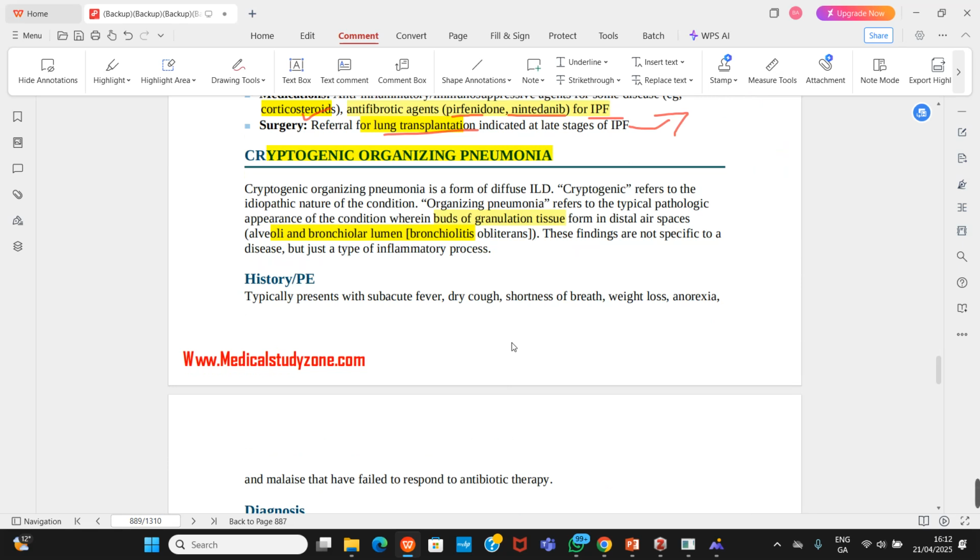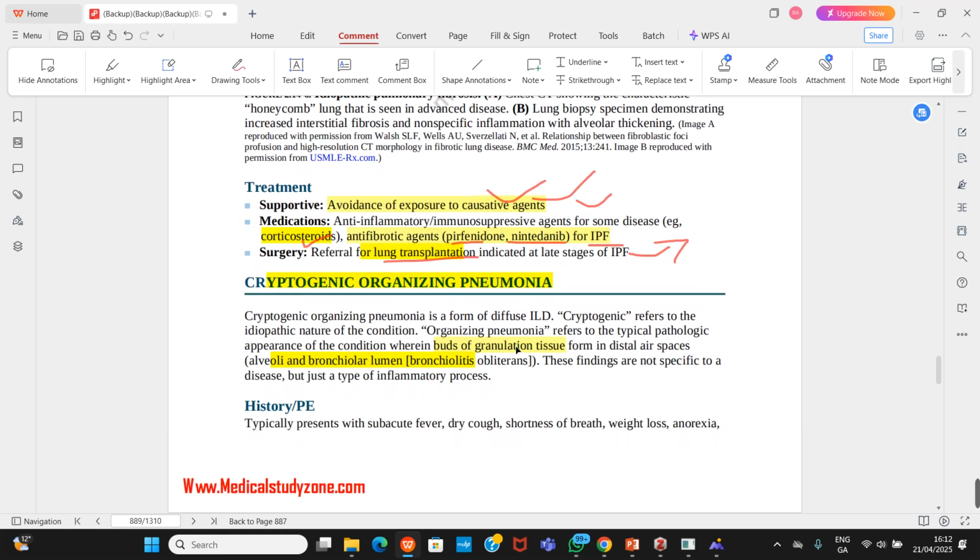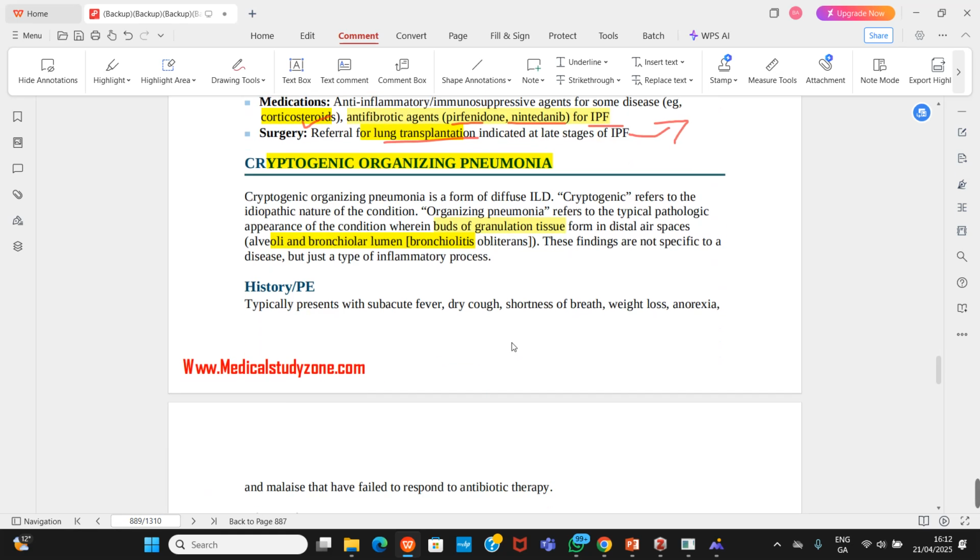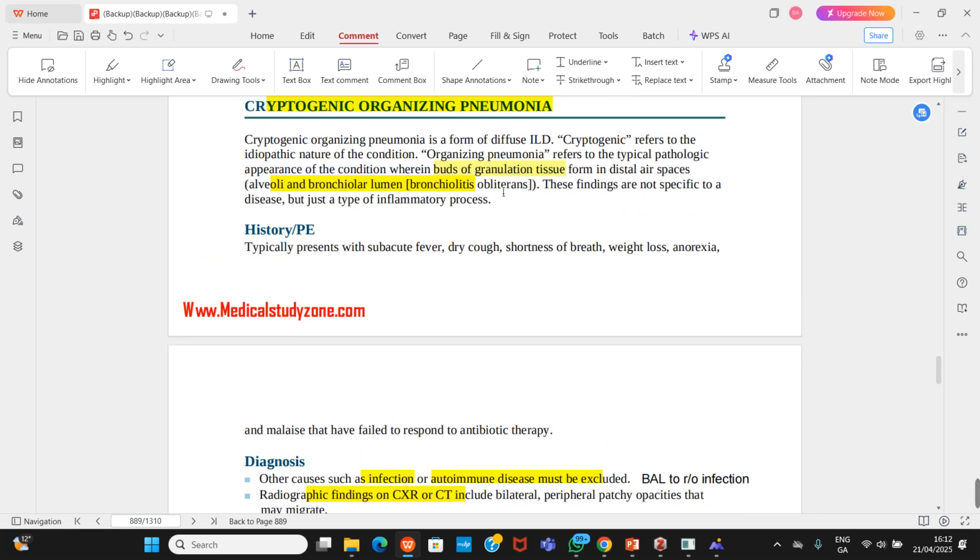So, cryptogenic organizing pneumonia. This is just a form of pneumonia that is associated with formation of buds of granulation tissue. We call them the Masson bodies. They are just like buds of granulation tissue forming in the alveoli. That is it. We don't know the cause. It's very common in people within the age of 40 to 50 years, who have those buds of granulation tissue forming in their lungs.